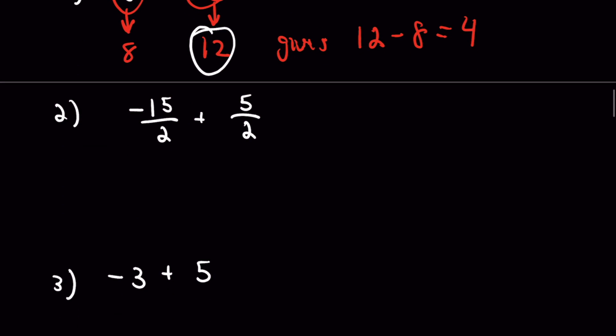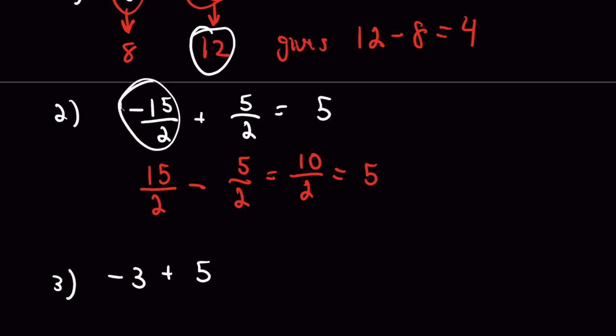Okay, so let's try this one. So the absolute value of -15/2 is just +15/2. And then I would subtract away the absolute value of 5/2, which is just 5/2. That's going to give me 10/2 or 5. But again, -15/2 has the larger absolute value than 5/2. So this is going to be negative.